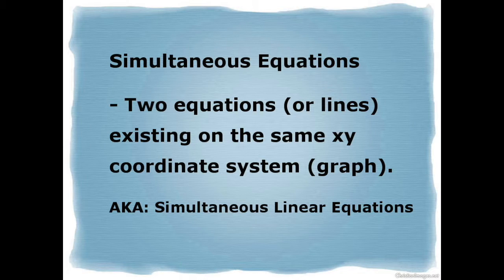For this lesson and the next several lessons, we are going to be studying simultaneous equations. A simultaneous equation is where two equations or lines exist on the same xy coordinate system or graph, also known as simultaneous linear equations. Mr. Wallace calls it a system of equations. I'm not familiar with that term, but as you read the book, you'll see that that is the term that he uses.